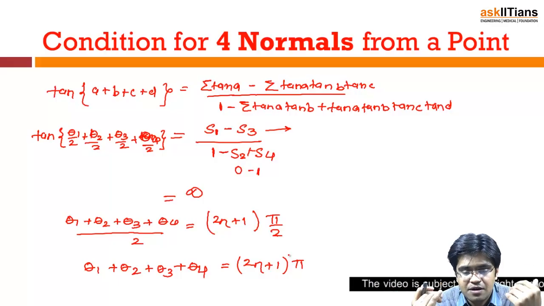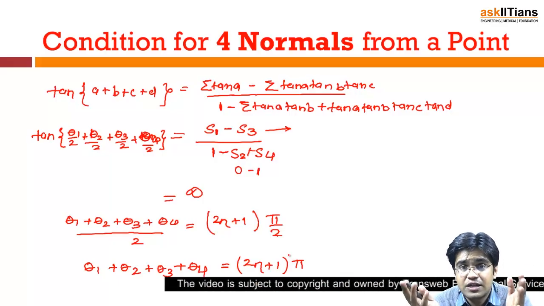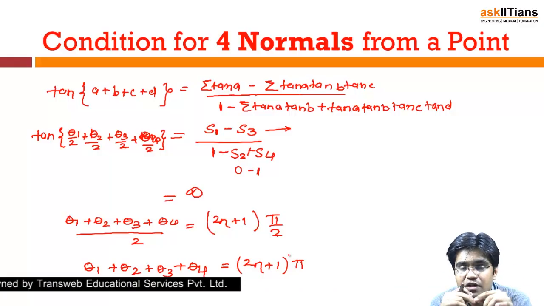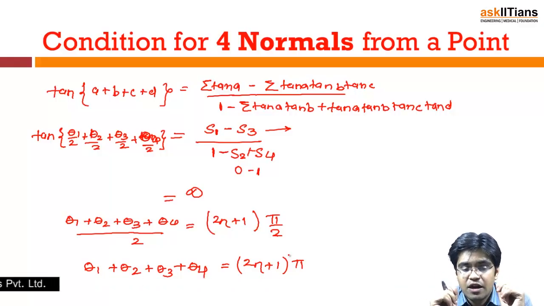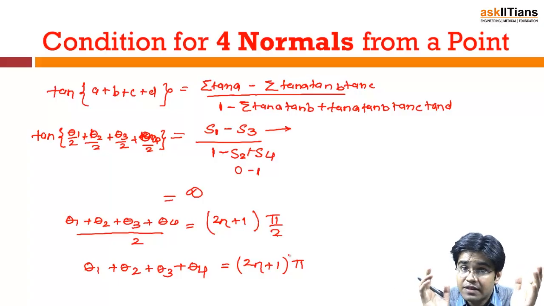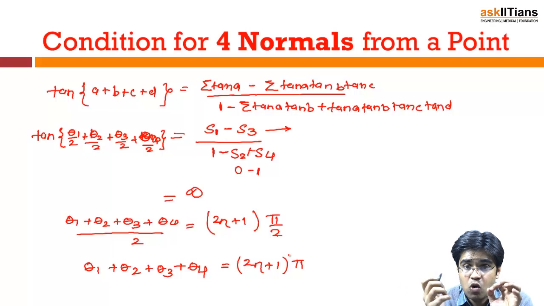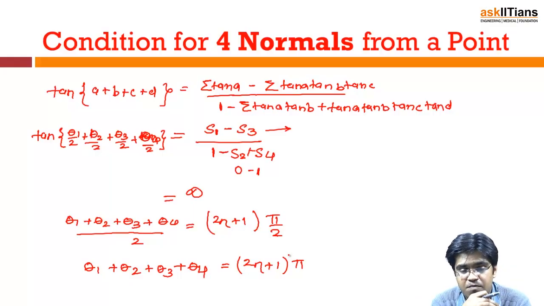I'm repeating it again. Theta 1, theta 2, theta 3, theta 4 are parametric angles lying on the curve. If the sum of all these parametric angles is an odd multiple of pi, that means all these 4 normals are concurrent. Now, picking up this concurrency point, if you look in the reverse direction, that means from this point (h, k), you can draw 4 normals if and only if their parametric angle sum is an odd multiple of pi.